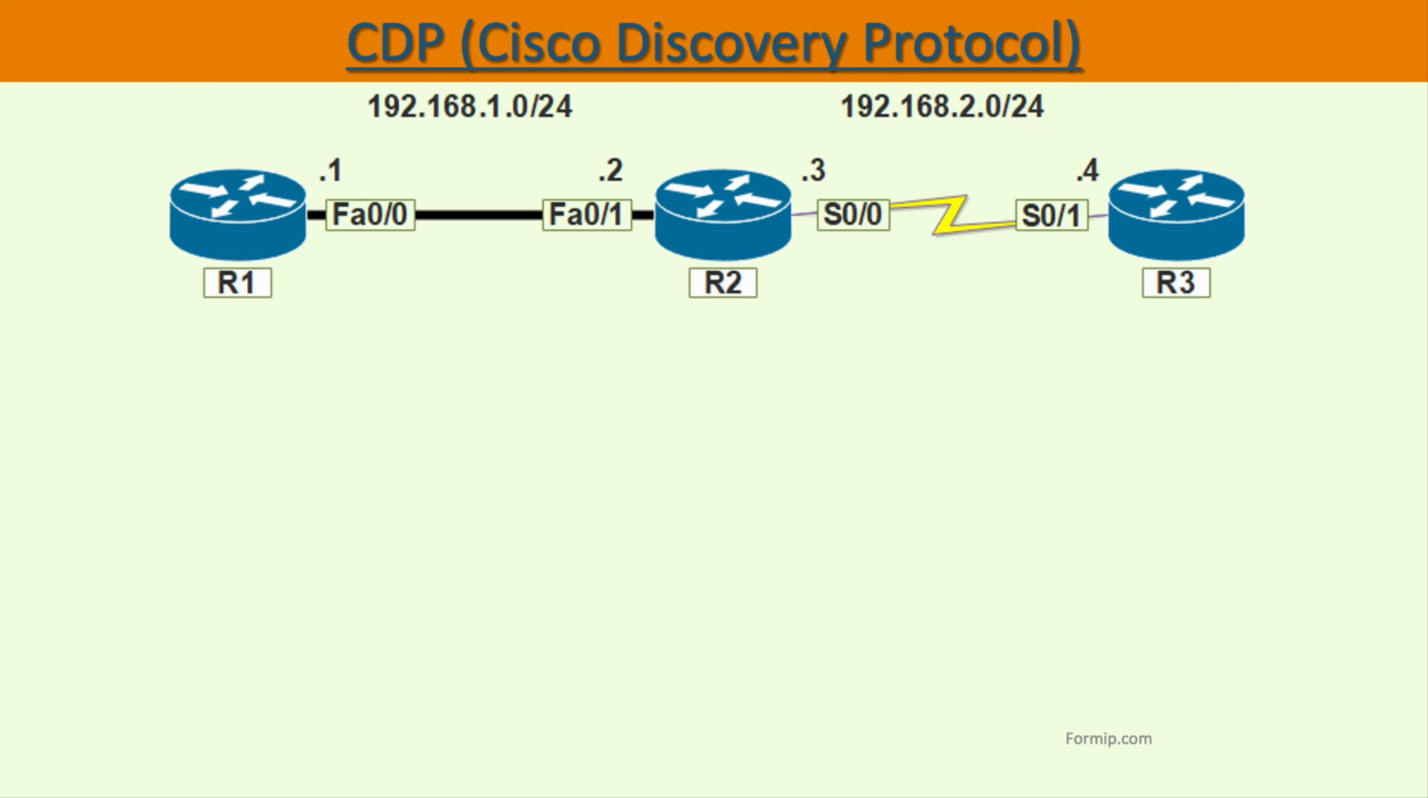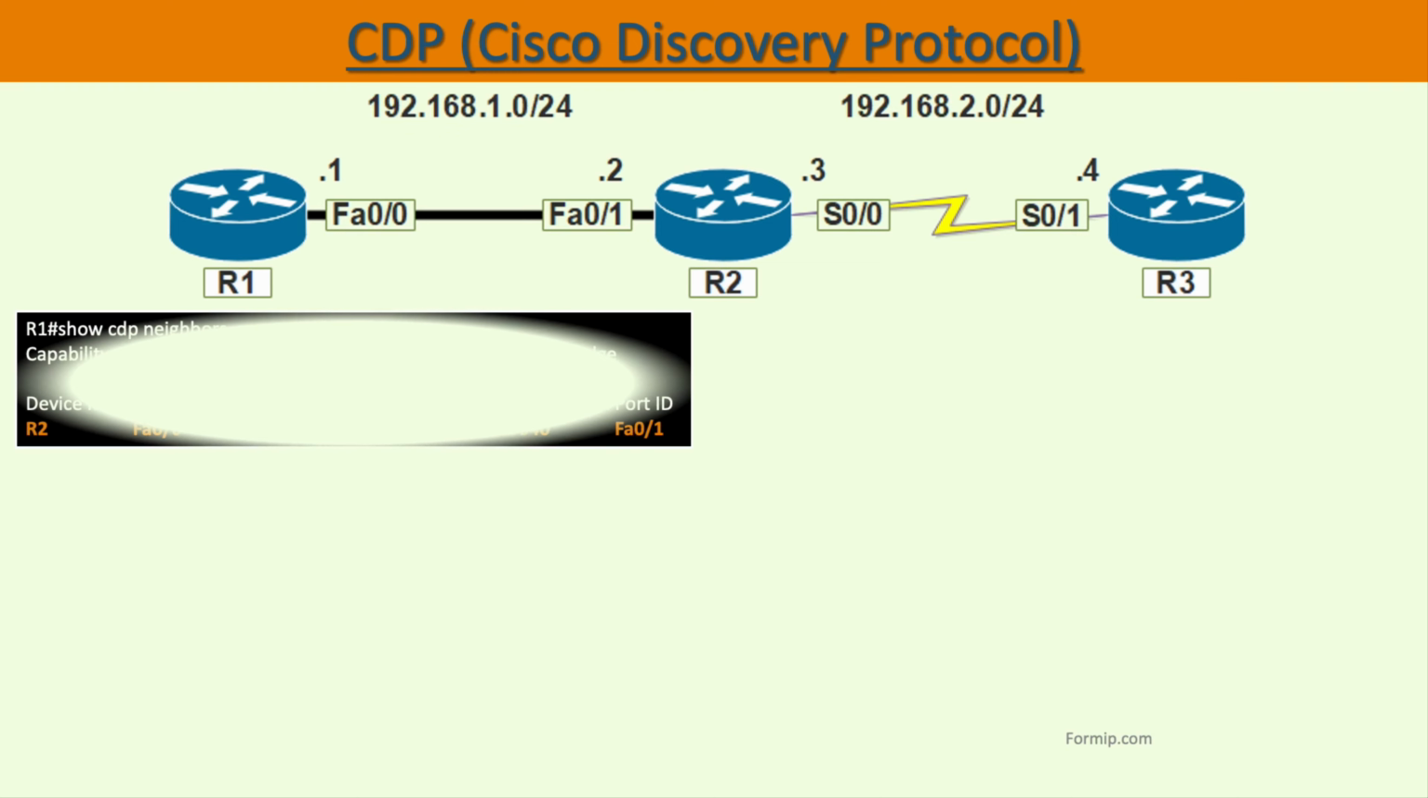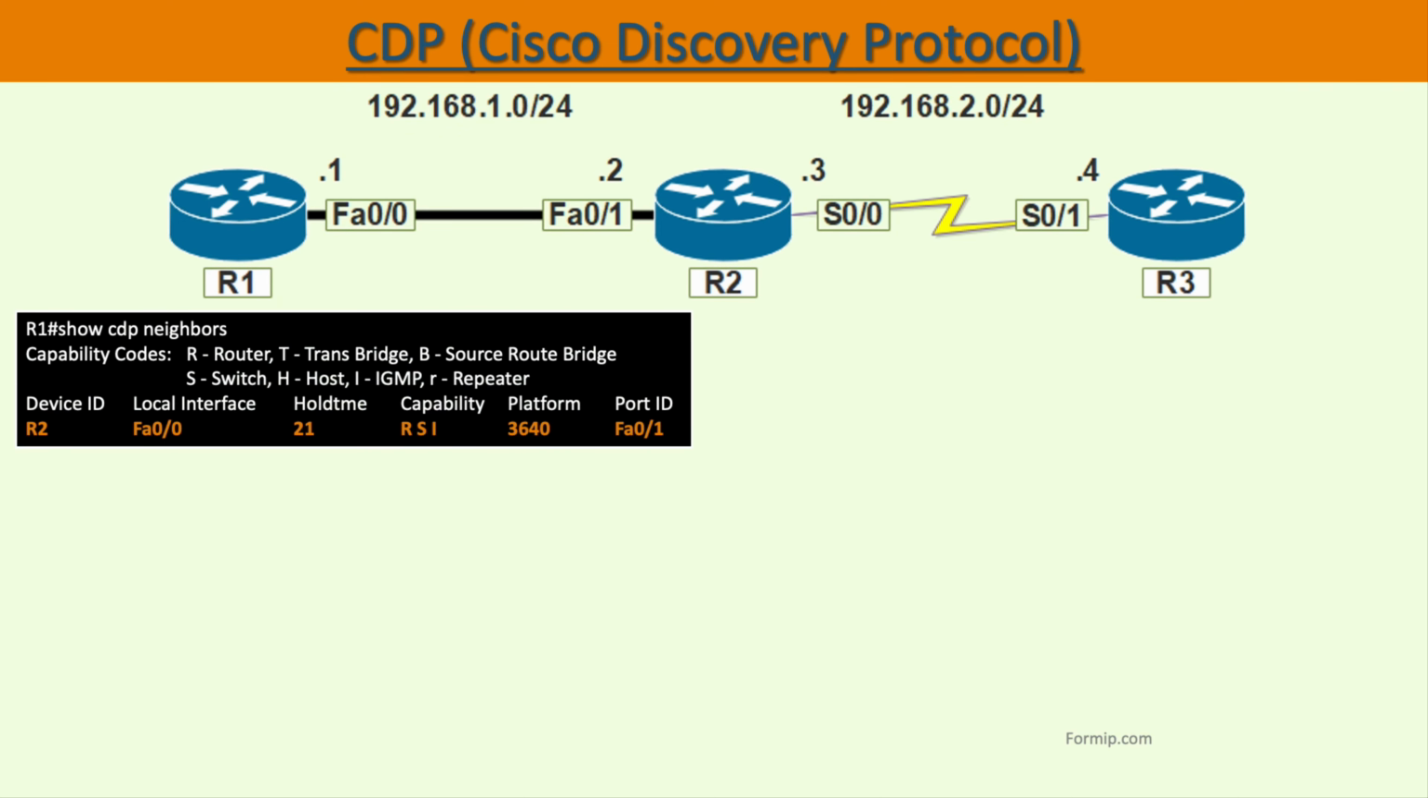On our topology, we have three routers, R1, R2, and R3. Let's admit that we have no idea what our network will look like. We'll try to find out with CDP. The show cdp neighbors command allows you to see the neighbors that are directly connected to the router.